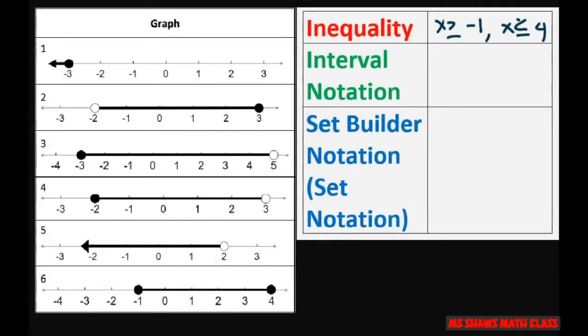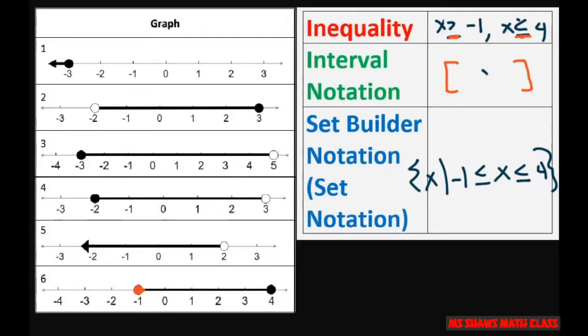And then when you write it out, we'll do it here. X such that x is greater than or equal to negative 1, but less than or equal to 4. So that's one way. And then your interval notation, since they're both closed up, and you both have the equal sign, you put brackets here, and you write negative 1, comma 4.